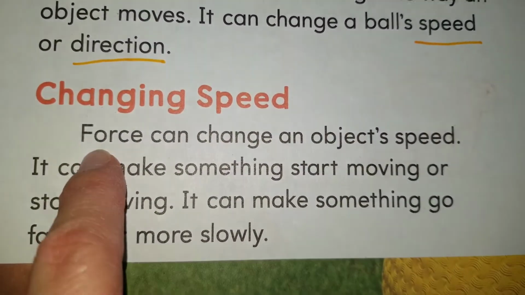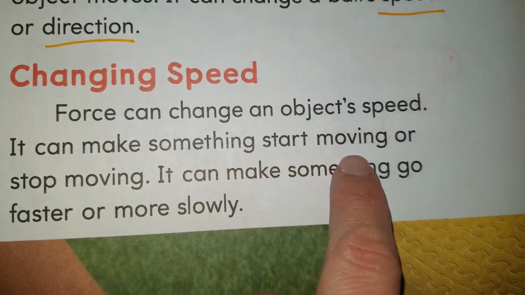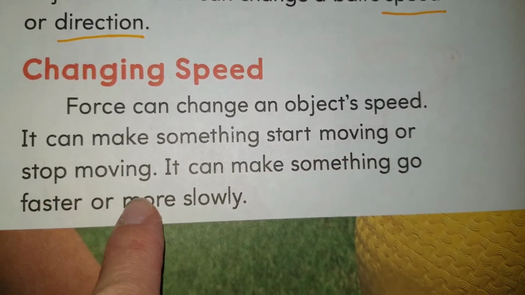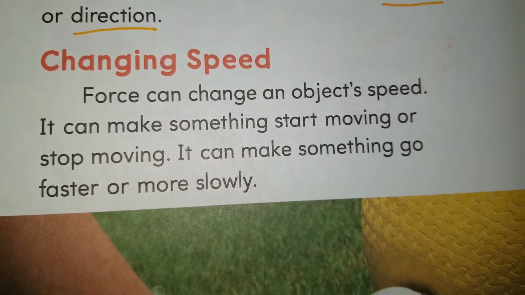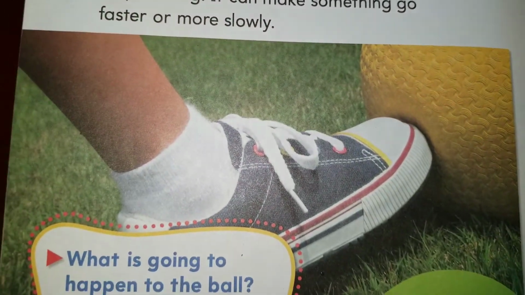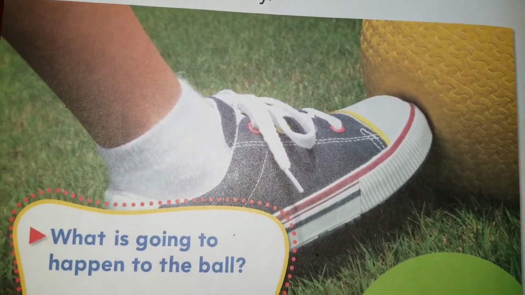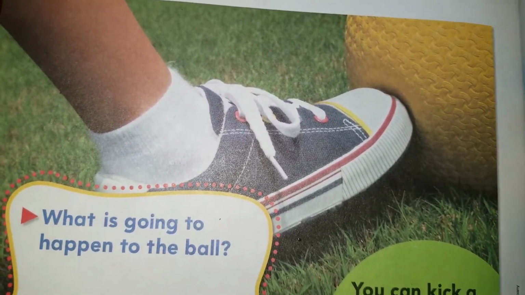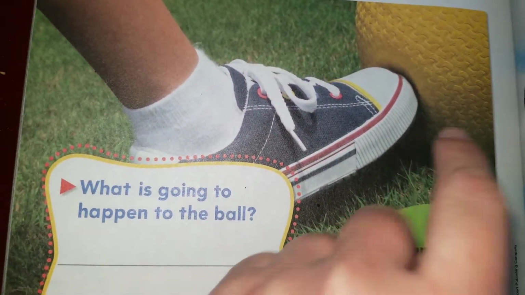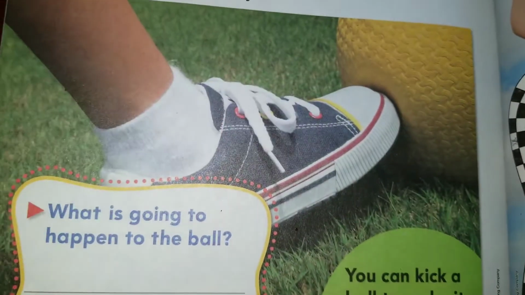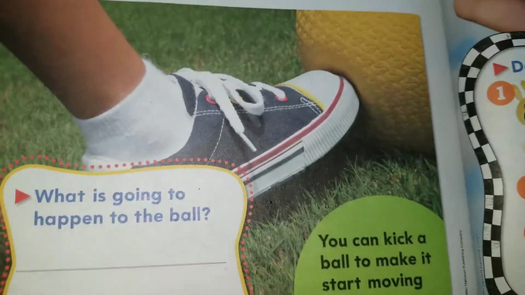Now, how about changing speed? The first one, it says, force can change an object's speed. It can make something start moving or stop moving. It can make something go faster or more slowly. For example, the boy is about to put some force on the ball. He's going to kick the ball. When you kick the ball, boys and girls, the ball moves away from you. So you're actually changing the speed of the ball. The ball was probably running very slowly on the grass. The boy stops the ball and kicks it out. It says, what is going to happen to the ball? We're going to write it down.